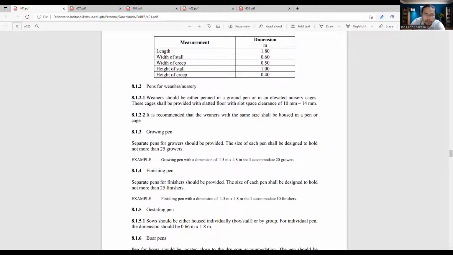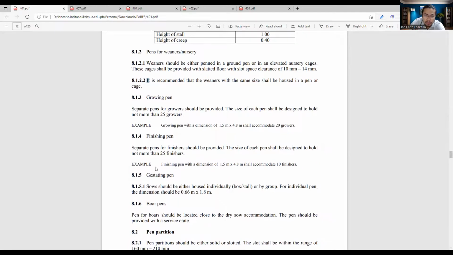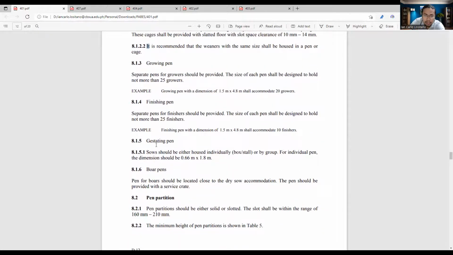There are also pens for weaners or nursery, and it is recommended that the weaners with the same size should be housed in a pen or cage. This is more on management than structural, so this shall not form part of the structural requirements. The size of each pen should be designed to hold not more than 25 growers. So this should be part of that mandatory requirement.